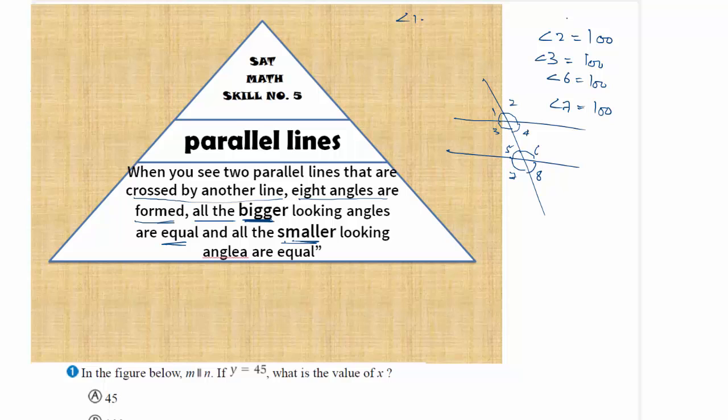So angle 1 plus angle 2 has to be 180. So if angle 2 is 100, angle 1 has to be 80. If angle 1 is 80, then angle 4 is also 80, angle 5 is also 80, and angle 8 is also 80. So all the bigger looking angles are equal, and all the smaller looking angles are equal. This will be very helpful in solving the equation. So let us try to do some questions related to this.